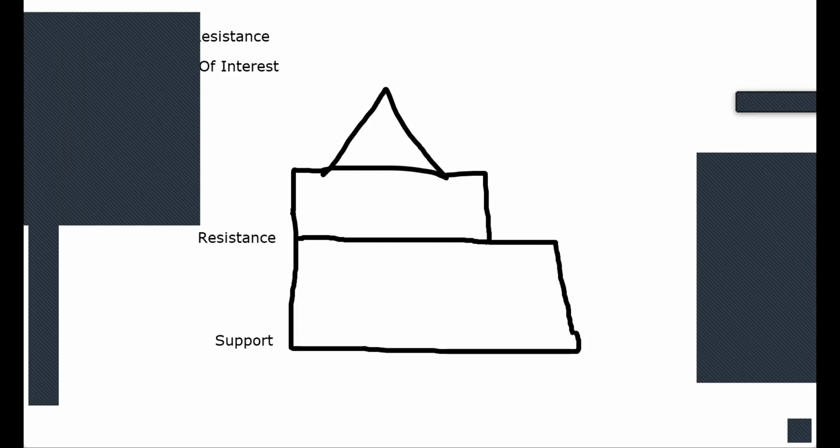Okay, so everybody knows support and resistance, right? Very important to know that. So just a quick pop quiz.